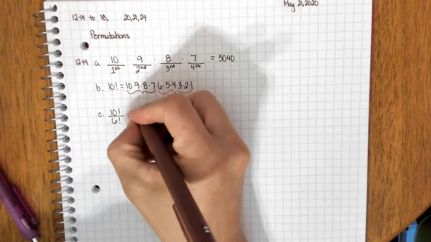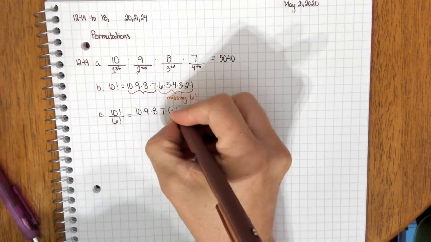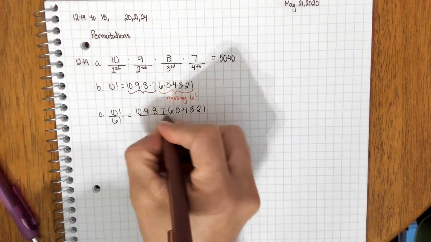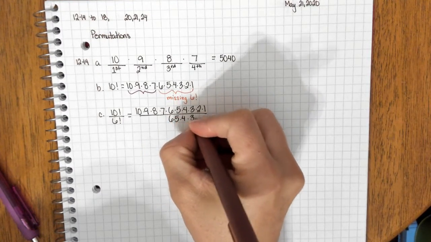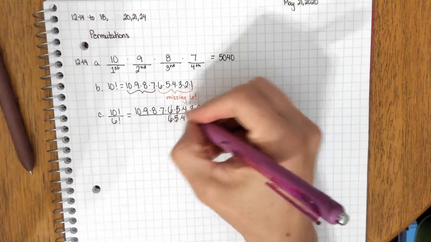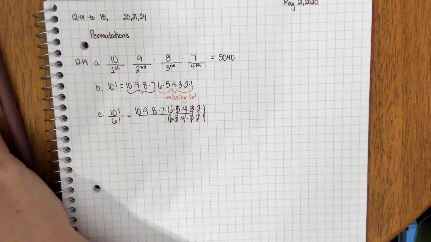Because remember that would be 10, I'm going to write it all out again. So if we divide by 6 factorial, we can see that all of these cross out. We're left with 10 times 9 times 8 times 7.